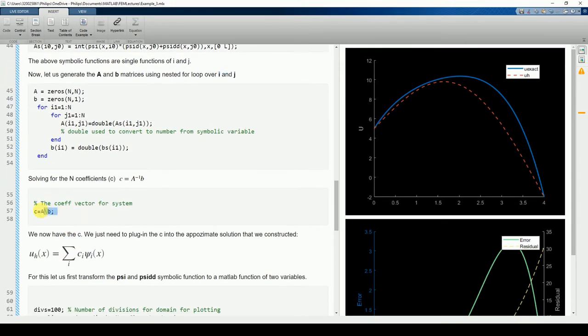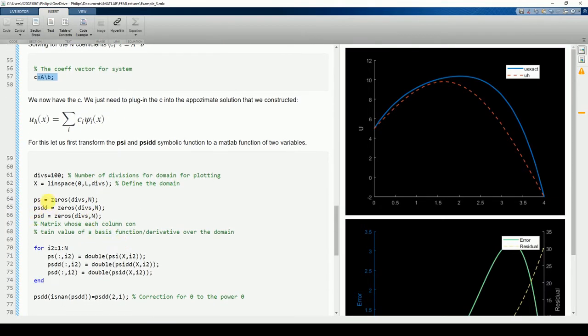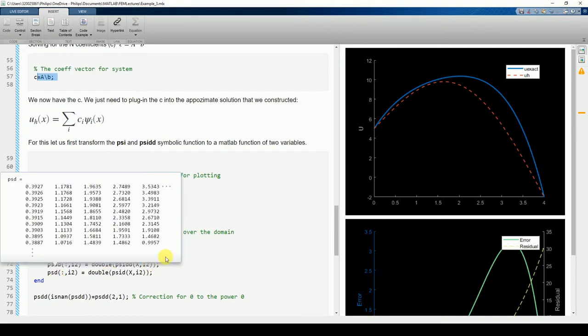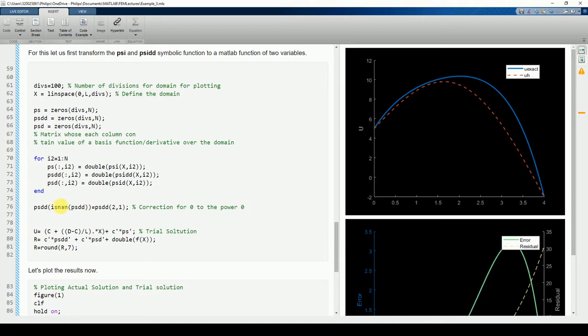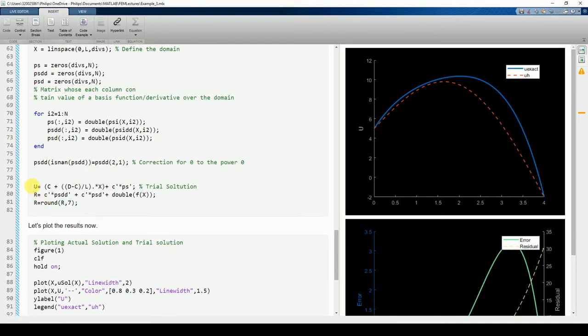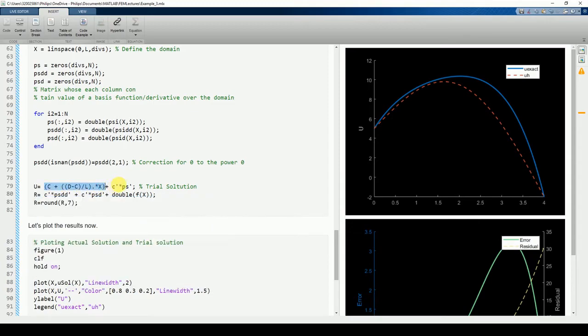Now we solve for the coefficients and construct our solution like this. Again we need to convert this symbolic function to a vector: ps, psd and psdd, for the value of the basis function, first derivative, and second derivative. This is the correction if required for power 0 to 0, and again we construct our u like this. This is the boundary function part, bx, and this is the summation of cj psi j.